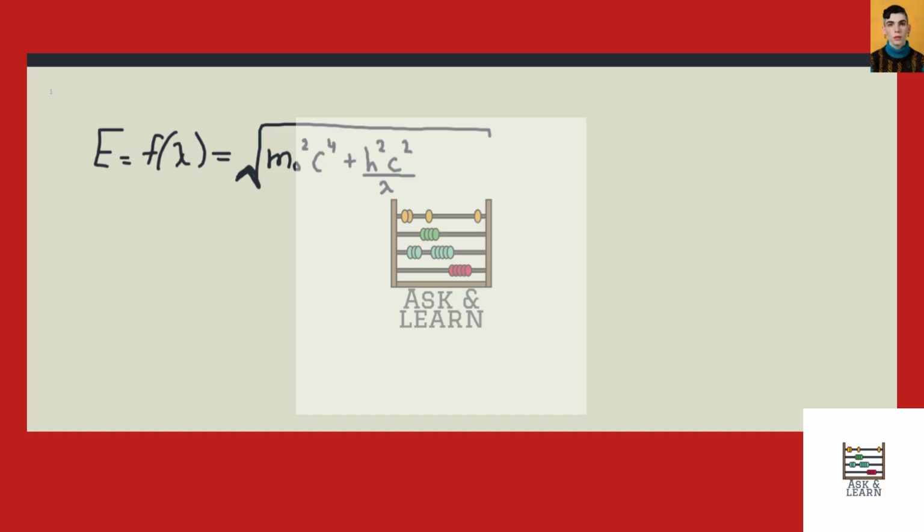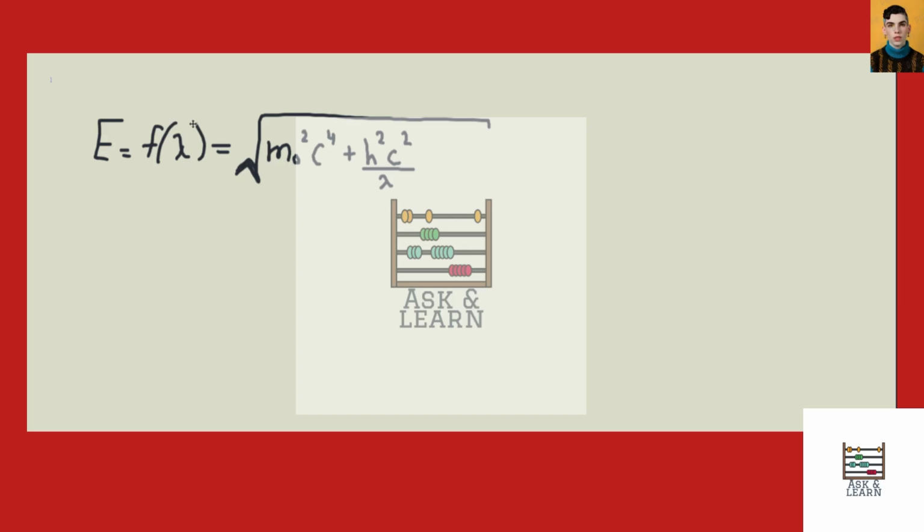So here in this equation, we have f as a function of lambda. All right, so this is wavelength, the mass of the particle at rest, speed of light, Planck's constant, and wavelength. So really our variable is wavelength, or lambda.